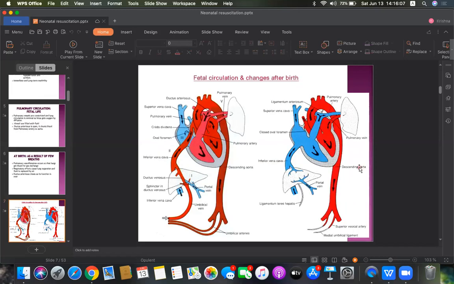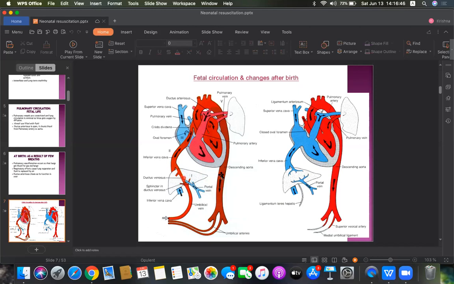Now look very carefully at this picture, and let's try to know what the important structures in fetal circulation are and what changes occur after birth. If you see very carefully, there are three important structures which change after birth. Let me show you here. One is called the ductus venosus. This ductus venosus connects the umbilical vein with the inferior vena cava during fetal life.